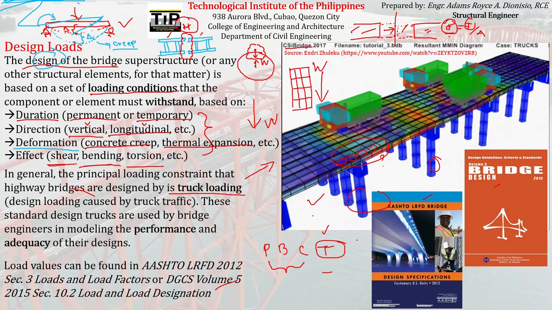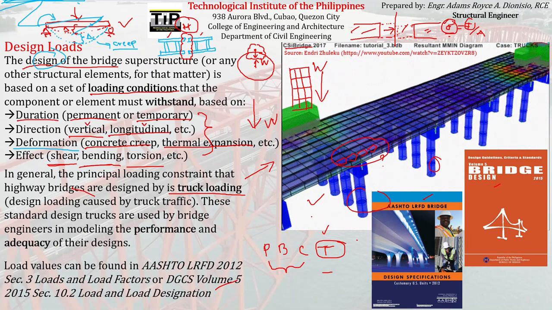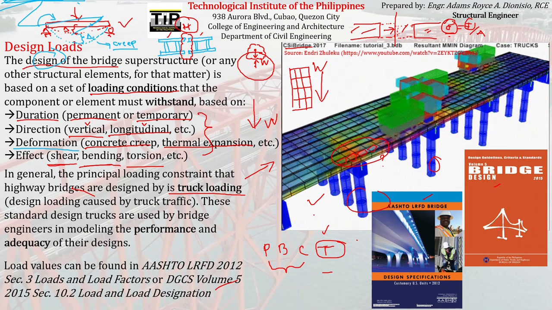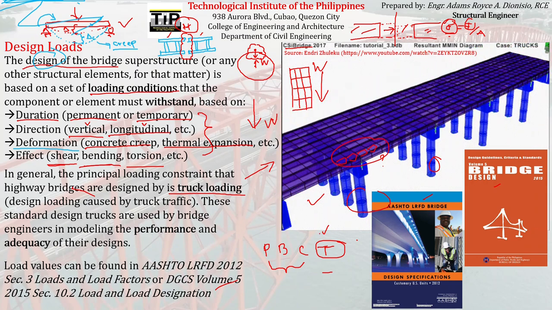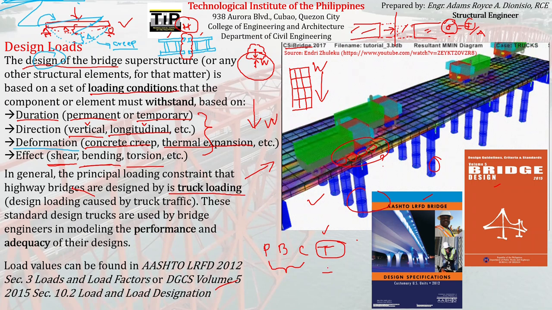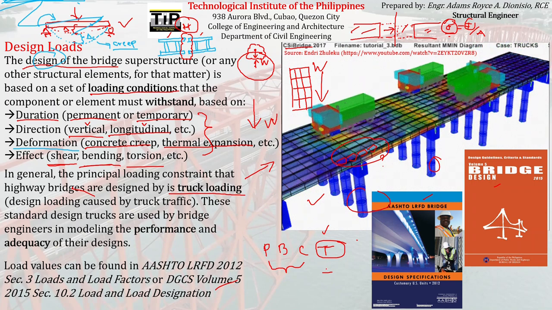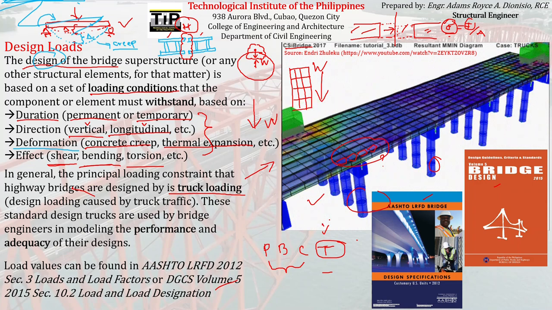Okay, we usually use an analytical model. And yung analytical model na yon, pinapadaanan natin ng mga truck loading, kasi yan yung pinaka kumbaga basis natin for checking the adequacy of our bridge. Kapag kaya niyang i-resist yung truck, malamang kaya niya na i-resist yung car, bike, tsaka yung pedestrian.